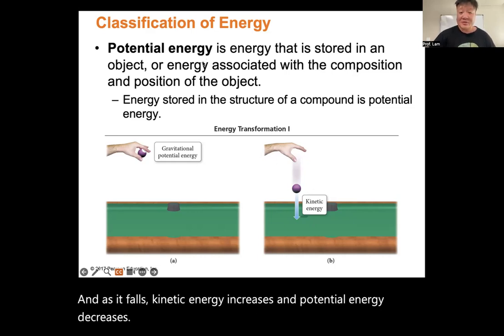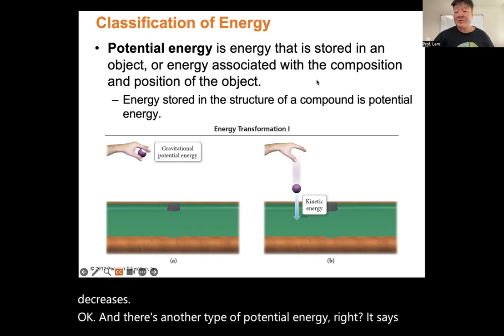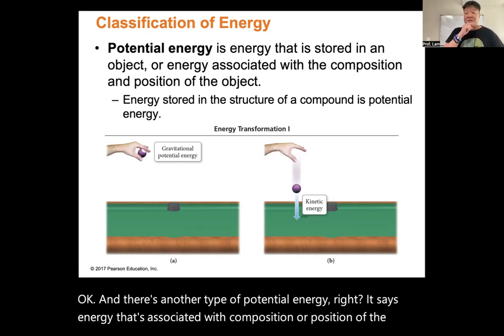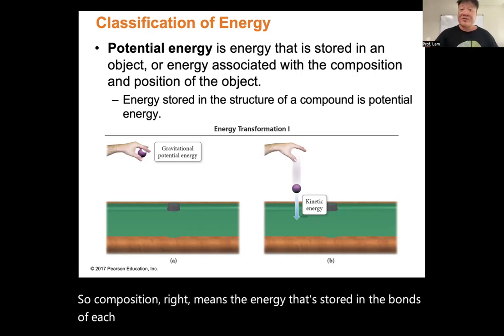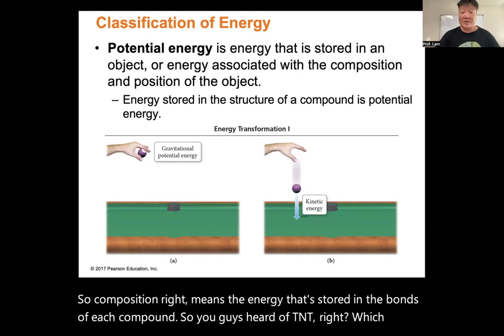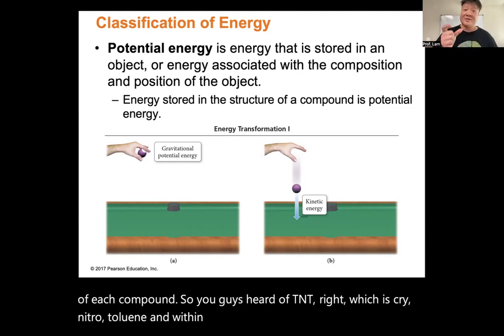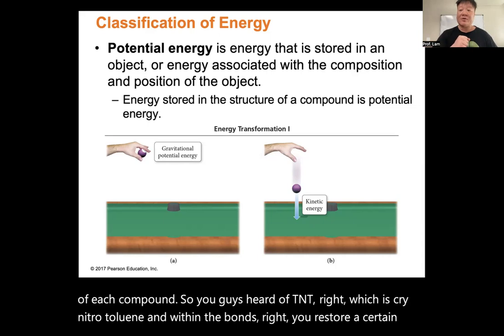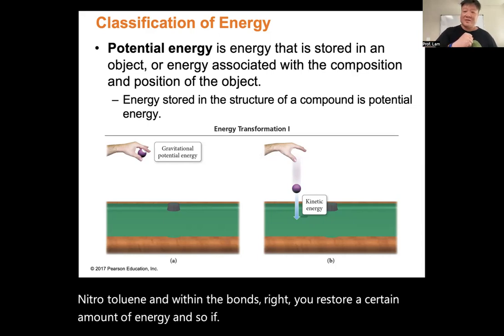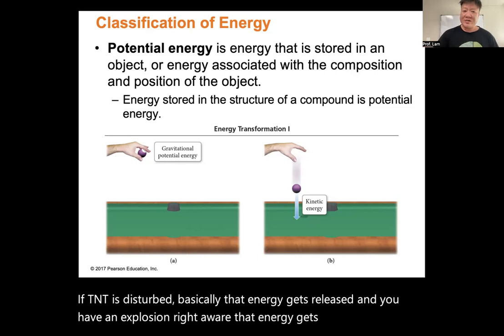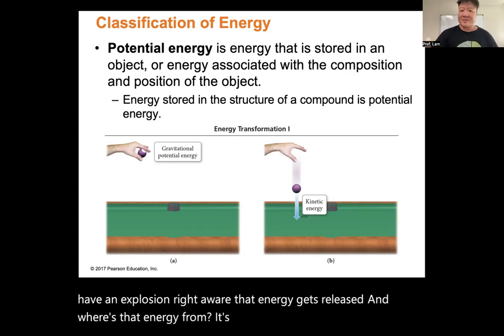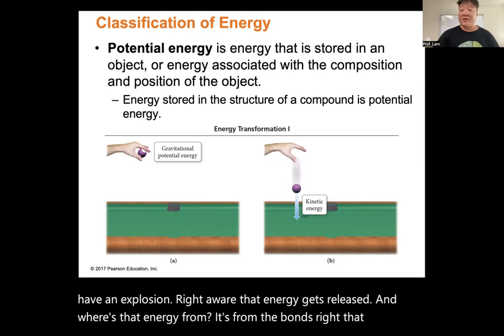And there's another type of potential energy. It says energy that's associated with composition or position of the object. So composition means the energy that's stored in the bonds of each compound. So you guys have heard of TNT, which is trinitrotoluene. Within the bonds, you store a certain amount of energy. And so if TNT is disturbed, that energy gets released and you have an explosion. And where's that energy from? It's from the bonds that is associated with TNT.